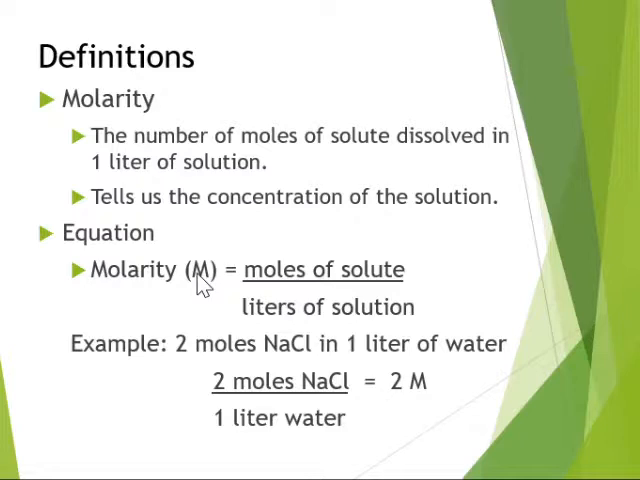Remember, moles is little m-o-l. And so big M equals moles of solute over the liters of solution. Now this is a big thing to remember: liters. Remember, it's liters, not milliliters, but liters. So our first example: you would be told there's 2 moles of sodium chloride salt in 1 liter of water. You take the 2 moles sodium chloride, divide by 1 liter, and you get a 2 molar or 2 molarity solution. That's how concentrated it is.